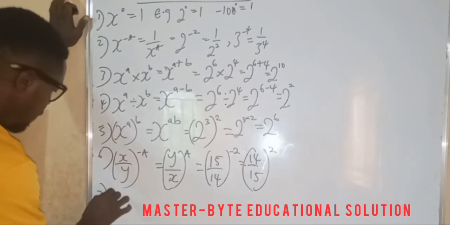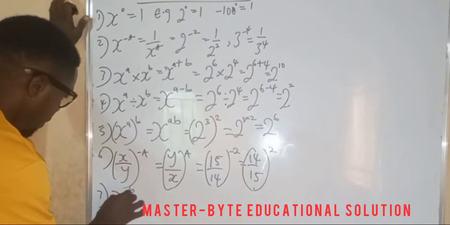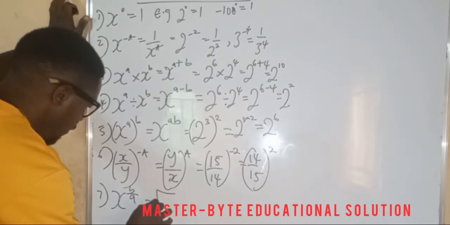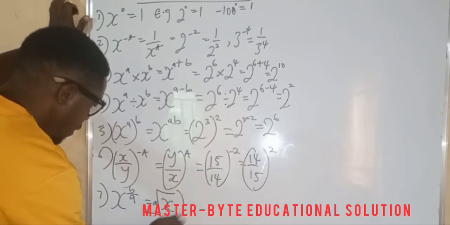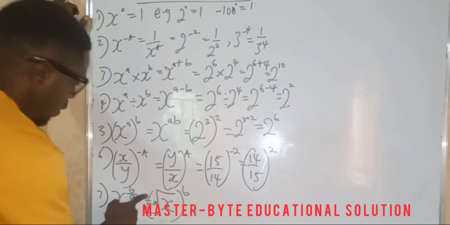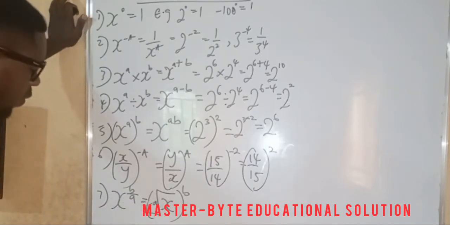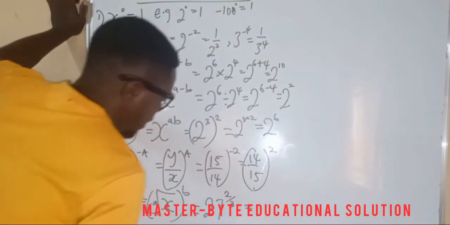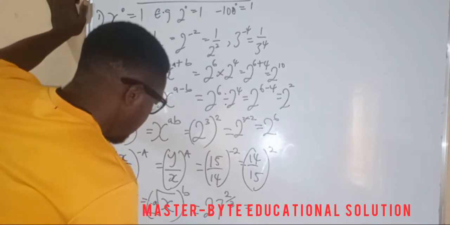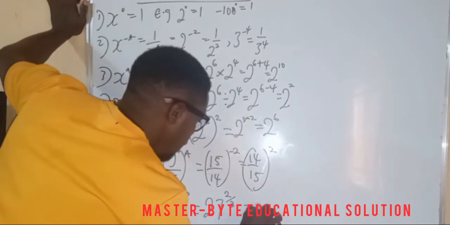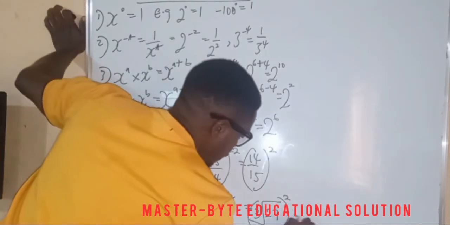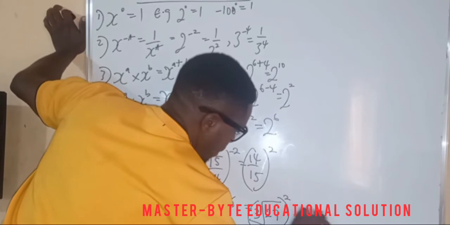Now, we are having 7. Another law says that x raised to the power b over a is the same thing as the a-th root of x in the bracket raised to b, which is the same as the a-th root of x raised to b. Meaning that if you are given 27 raised to power 2 over 3, it is the same thing as the cube root of 27 in the bracket raised to power 2, and the cube root of 27 is 3. Remember the square, which is 9.